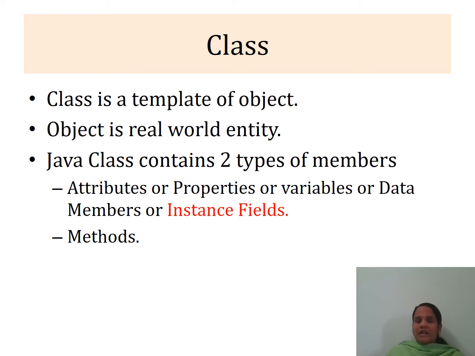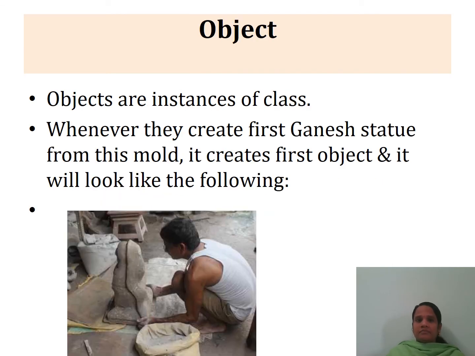In Java, a class contains two types of members. First one is attribute, second one is method. Attribute is sometimes called properties or variables or data members. The objects are instances of a class. When we create the first Ganesh statue from this mold, it creates the first object. By using this object, we can access data members and method members very flexibly.